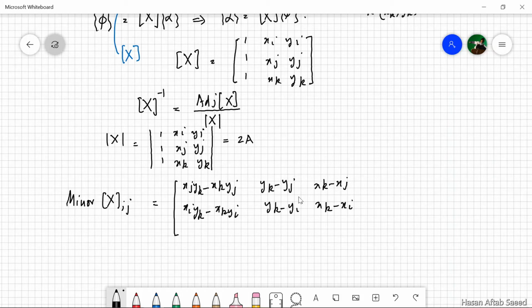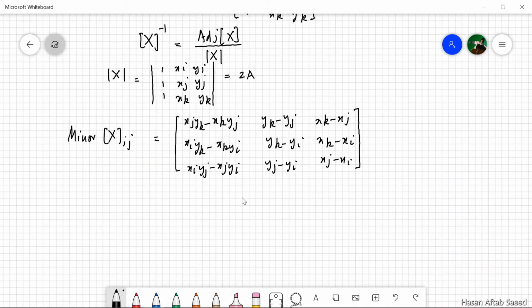Similarly, now we take this: xi yj minus xj yi, yj minus yi, xj minus xi. You should verify this for yourself. Now from the minor of x_ij we calculate the cofactor. We are getting another step closer to calculation of the adjoint. Now this is simply minus 1 power i plus j multiplied by the minor of x_ij.